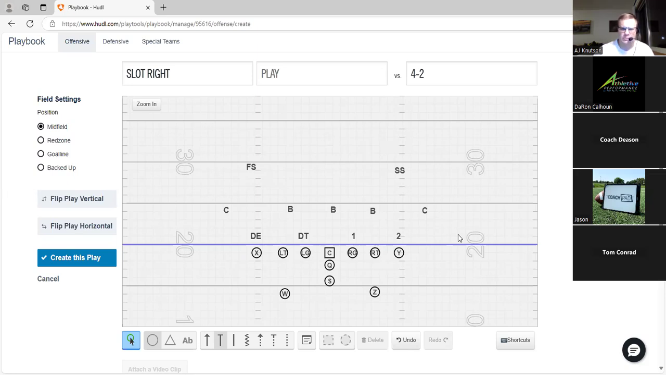For me growing up, this was my formation. From 7th grade to 12th grade, this was my formation. Flanker right, flanker left. That's all we had in high school. From 7th grade to 12th grade, I learned one offense. This was it.